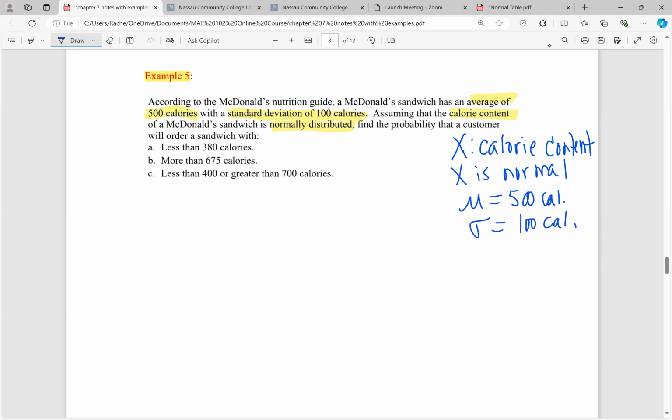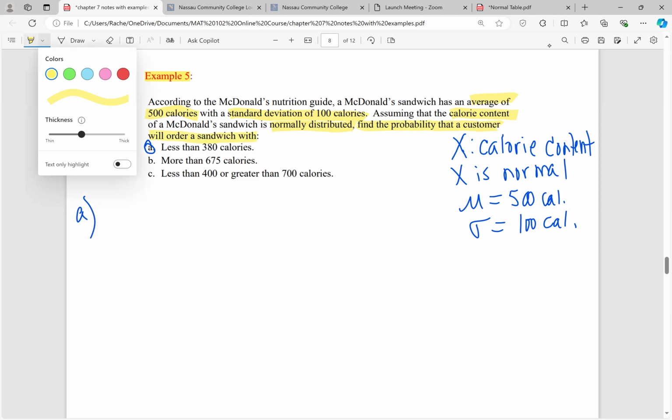Now let's go to the question, and it has 3 parts. So A says, find the probability that a customer will order a sandwich with less than 380 calories. So think about what we were doing in the last lesson.